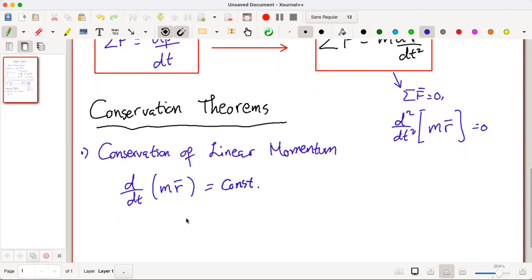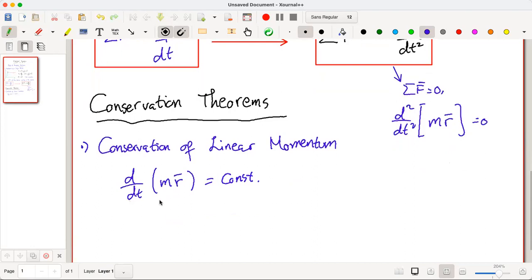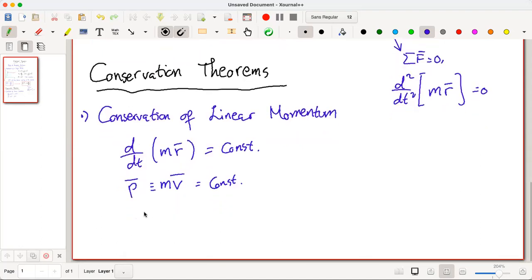And since mass is constant, I can pull it outside. So I have m times dr/dt, which gives us p. So here we have m times v, and m times v is nothing but p, the linear momentum. So basically, the linear momentum is constant in any system or any particle where there are no forces. So this is just a consequence of Newton's second law.